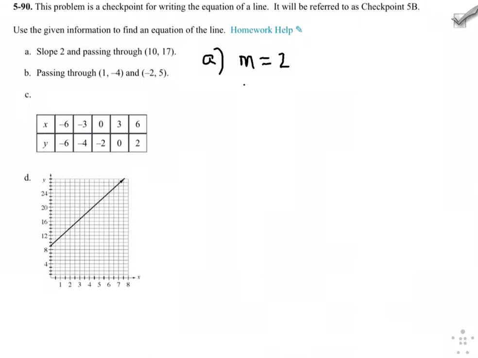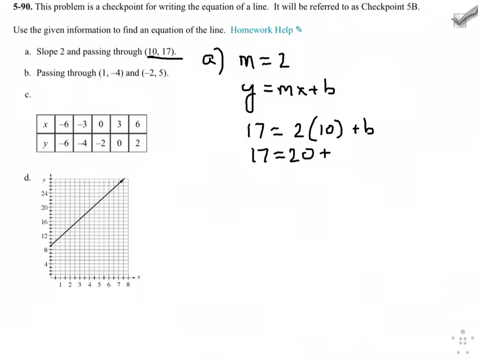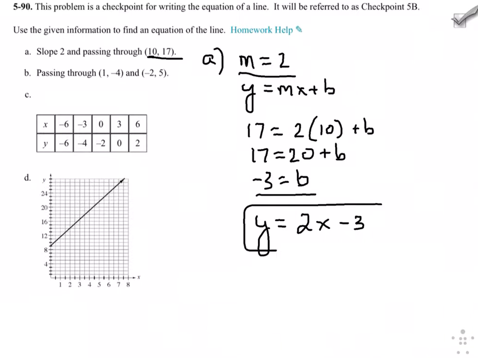So I'm going to substitute everything into y equals mx plus b, and I'll solve for b. So y is 17, m is 2, x is 10, right? I'm using this point, and then plus b. So 17 equals 20 plus b, so negative 3 equals b. Now I have the b and I have the m, so I write the equation y equals 2x minus 3.